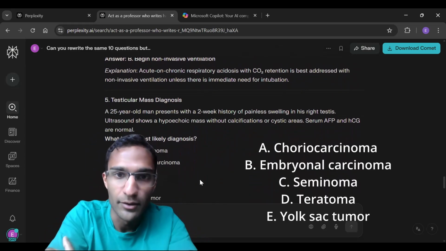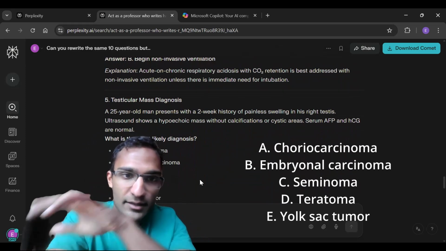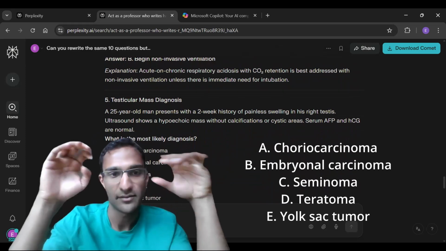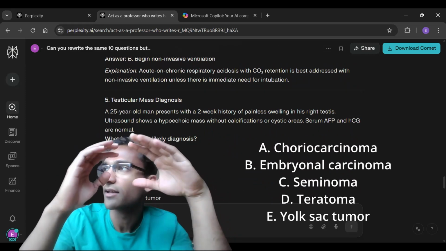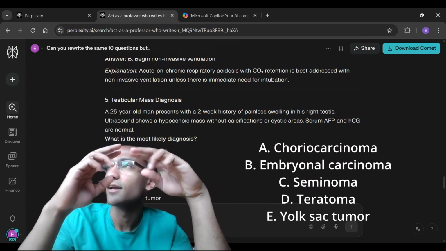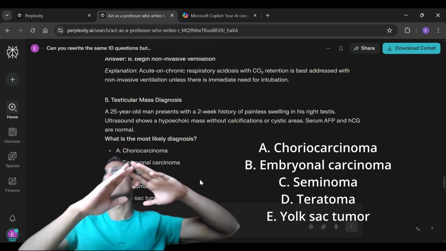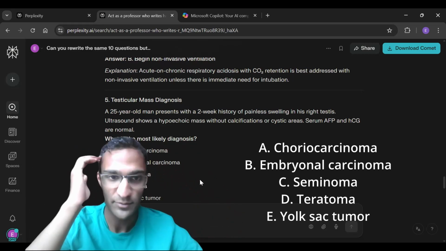Okay, so I think you can classify testicular cancers as seminoma and non-seminoma. Actually, that's probably not even right. It's like germ cell and non-germ cell. That's another point for me to research.